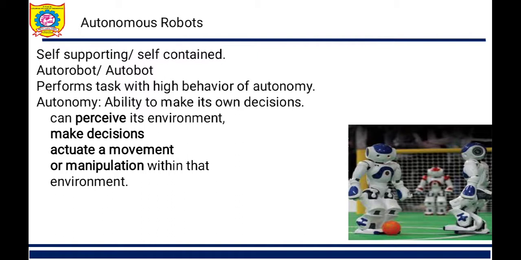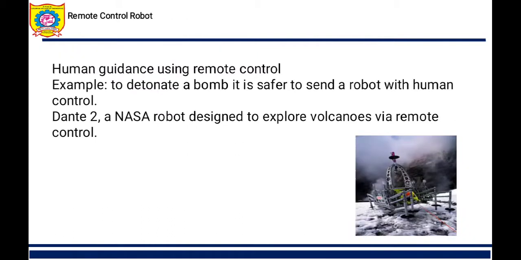They have the ability to walk, right? They can perceive the environment, they can make decisions, they can actuate a movement. So they have actuators. What actuators are, we will be learning in our next video. So these are the autonomous robots. Software is there which can make them run.